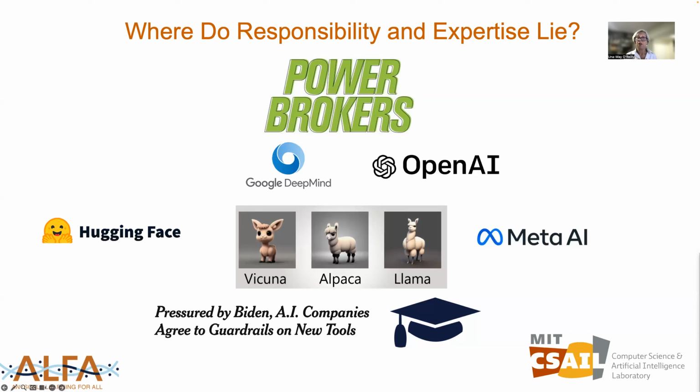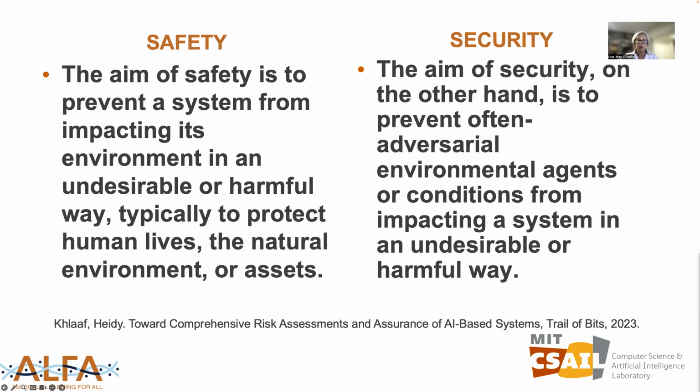This potential for harm from the operation of large foundation models sirens a call for better safety and security. Safety and security are sometimes confused with each other and conflated. So I want to clarify by differentiating them in terms of their respective goals. The aim of safety is to prevent a system from impacting its environment in an undesirable or harmful way, typically to protect human lives, the natural environment, or assets. The aim of security, on the other hand, is to prevent often adversarial environmental agents or conditions from impacting a system in an undesirable or harmful way.